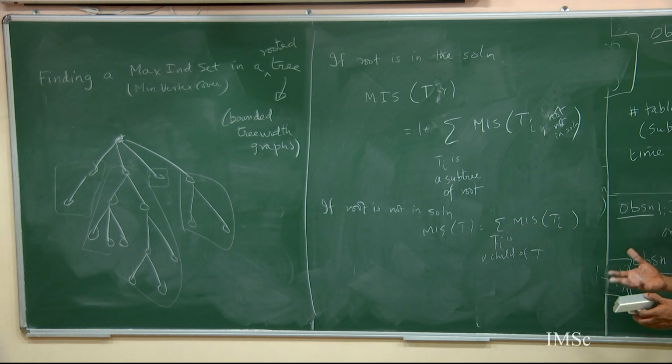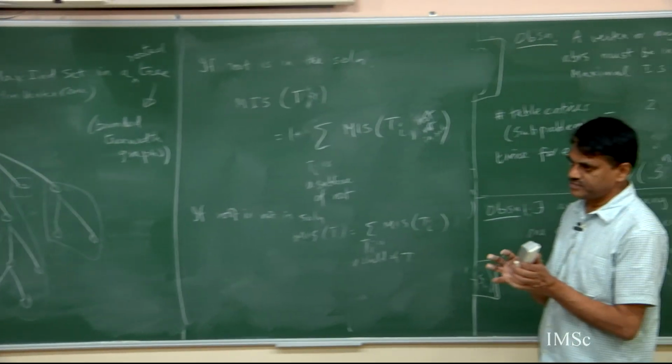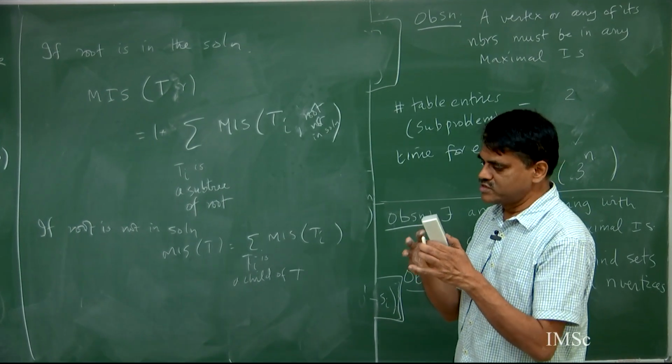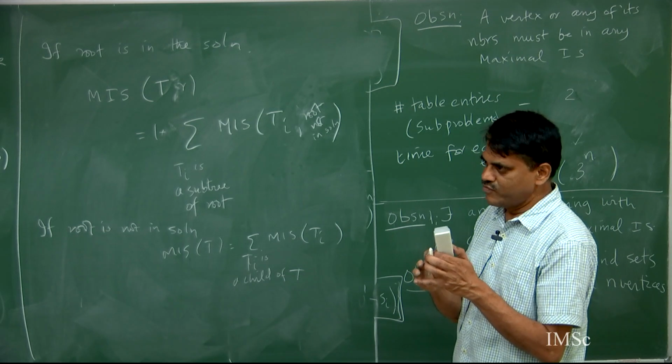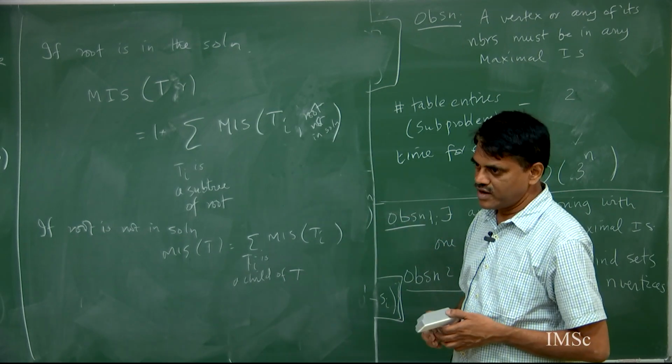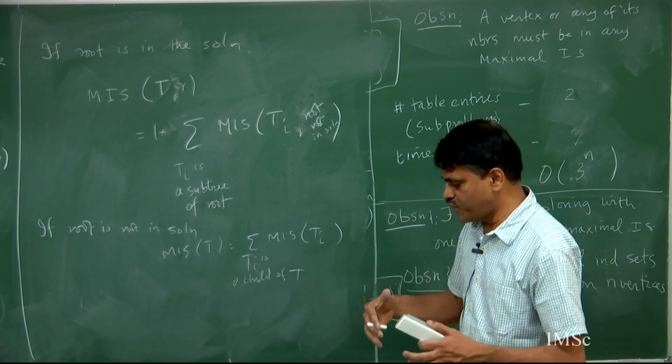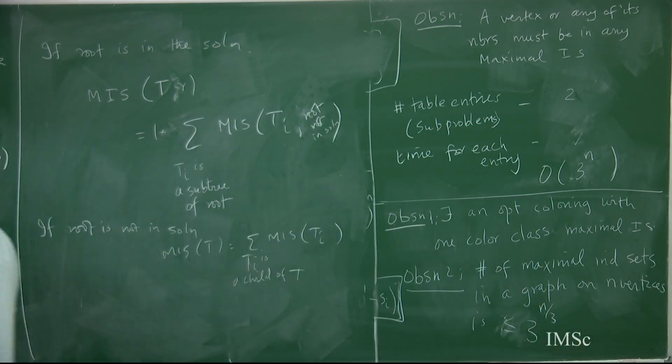So what are the subproblems now we want? The subproblem is not just subtrees with this extra condition, agreed. So subproblems are: you want to find the maximum independent set on the subtrees. The way you will actually do it is some post order traversal from the leaves, it will be easy and you go up. So that is the order in which you will compute them.